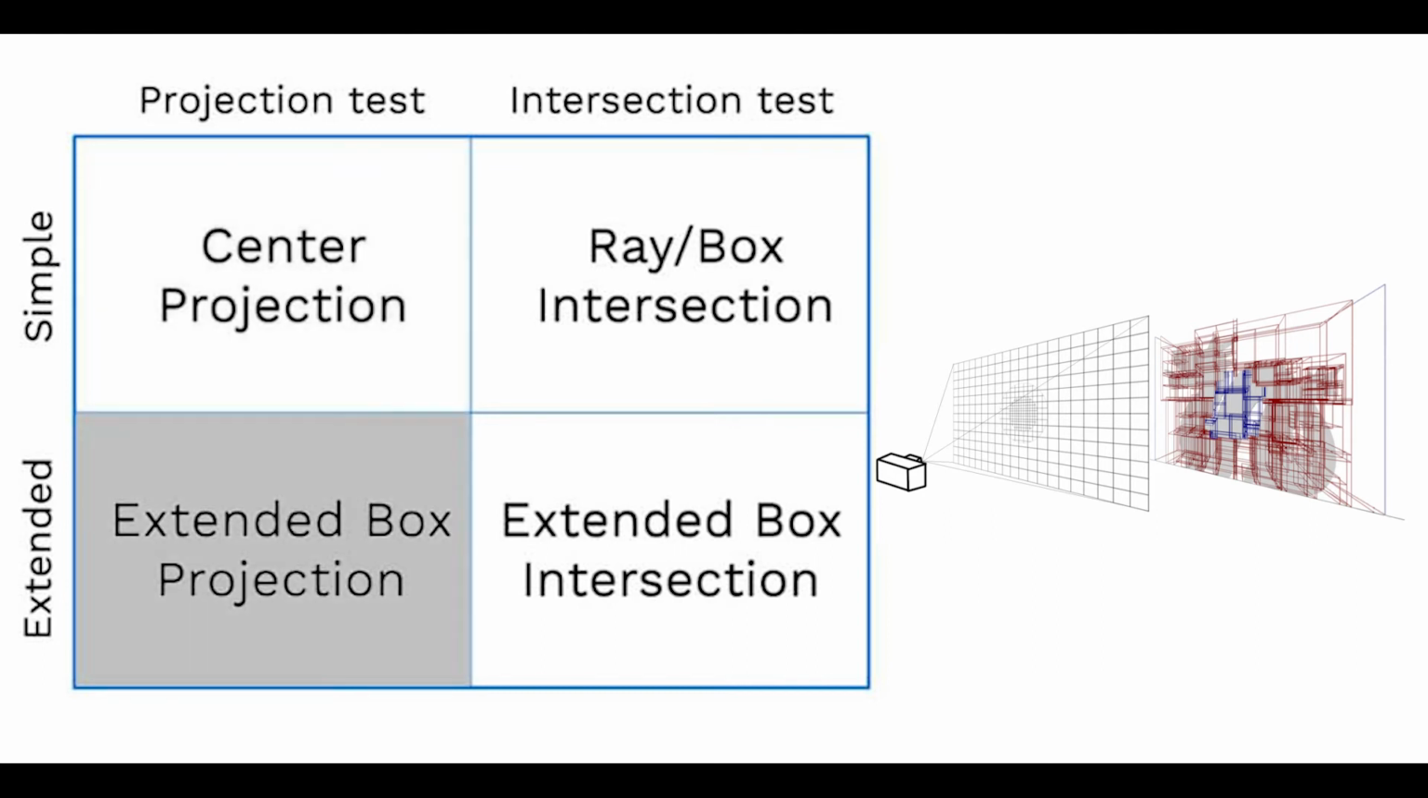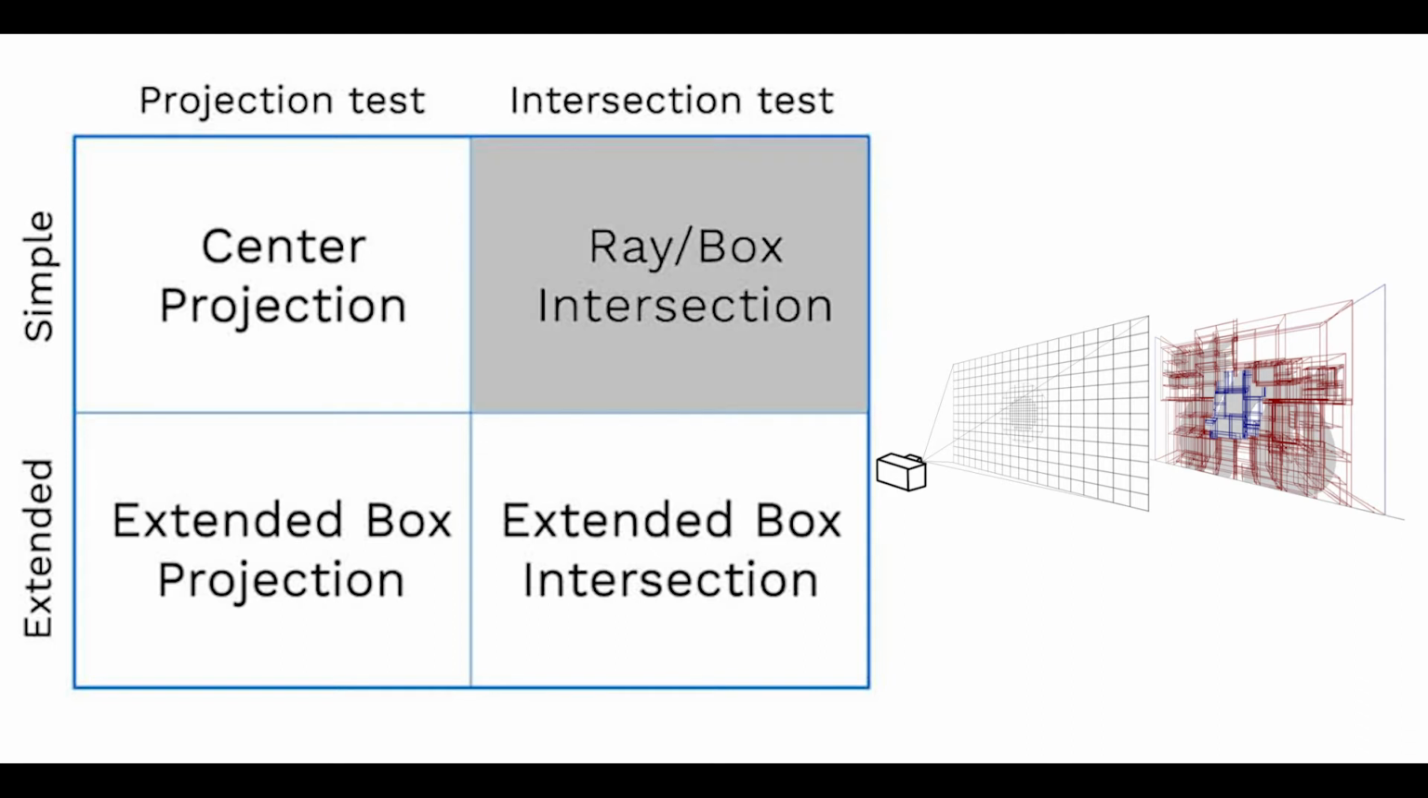Its extended version is called extended box projection, and here I projected all 8 corners of the box on the screen, generated a circle around these, and checked if there was an overlap between the circle and the foveal region. On the other side, we got 2 tests based on ray box intersection. Intersection is the process of checking whether a ray hits an object in a 3D world.